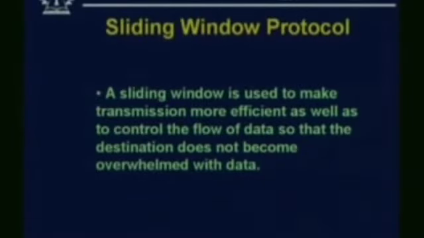Let us just look now a little bit into the flow control that is implemented by TCP. So this defines the amount of data a source can send before receiving an acknowledgement from the destination. TCP uses a window imposed on the buffer of data to limit the amount of data sent before an acknowledgement must be received. So this is the traditional sliding window protocol, which we had discussed while discussing the data link layer. So we will just go through this very quickly now. In the sliding window protocol, a sliding window is used to make transmission more efficient, as well as to control the flow of data so that the destination does not become overwhelmed with data.